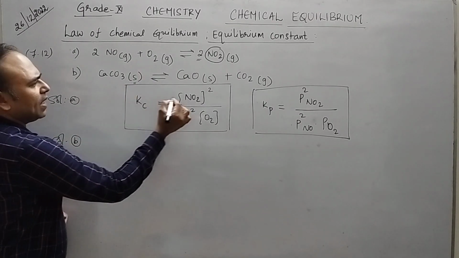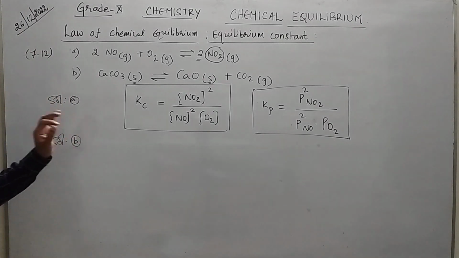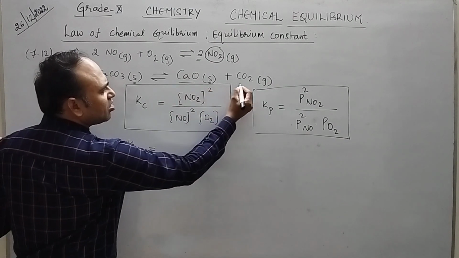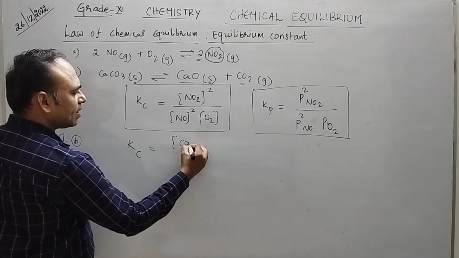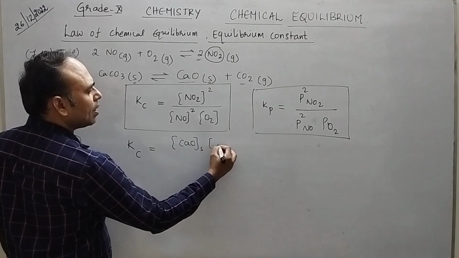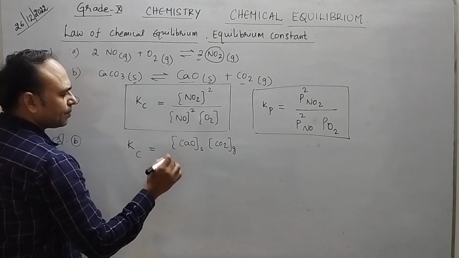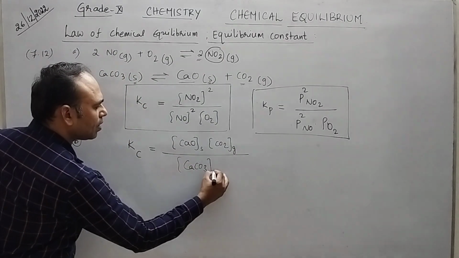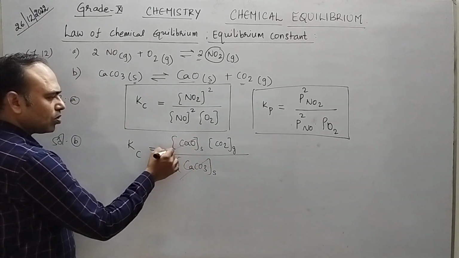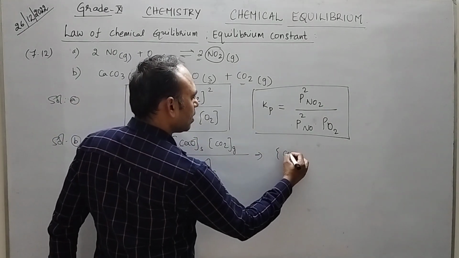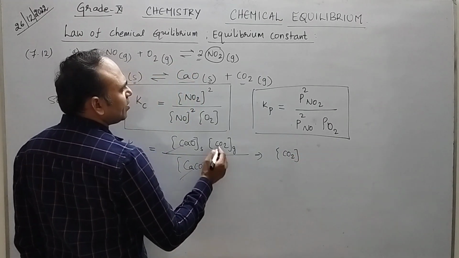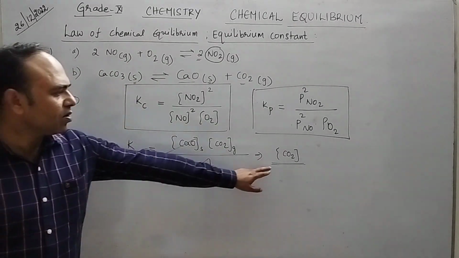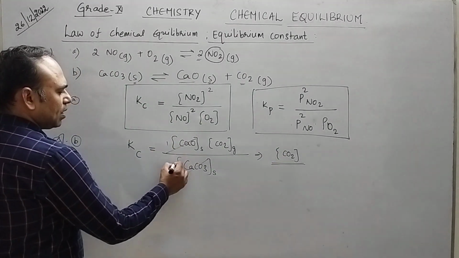Here you are having solid, and you know the concentration of a solid is taken as 1. So we can take Kc is equal to, what is the product here? We have calcium oxide and CO2. First of all, let us write like this. CaO, this is solid, and concentration of CO2, this is gas, divided by, here again you got the solid, concentration of solid. So this is taken as 1. So therefore we can write it as concentration of CO2 will be your expression. So very simple, Kc is nothing but concentration of CO2, because this is 1 and this is also 1.